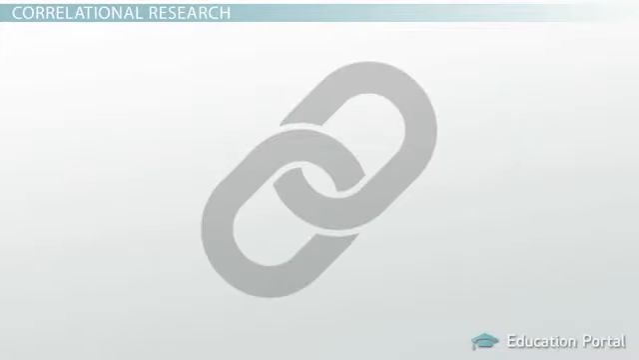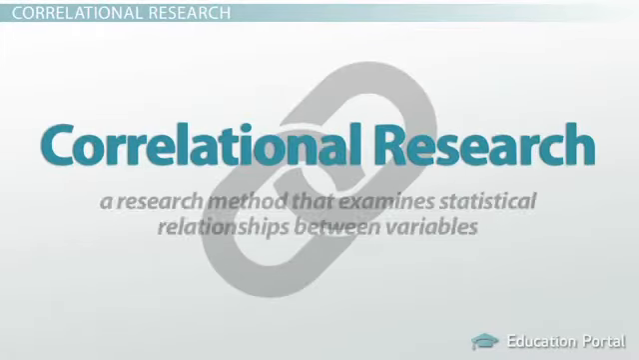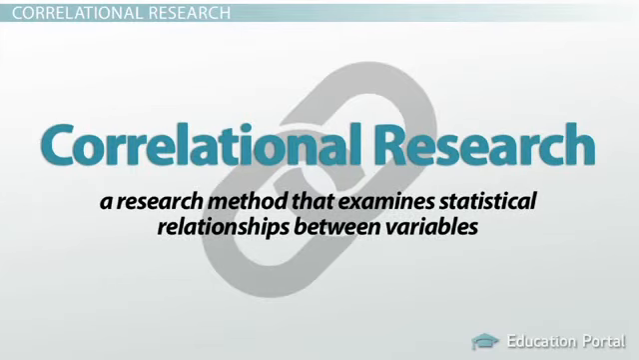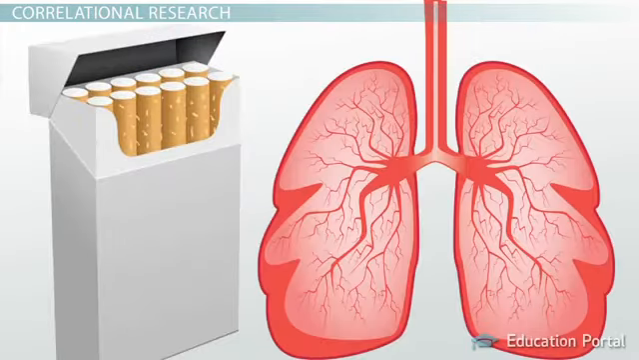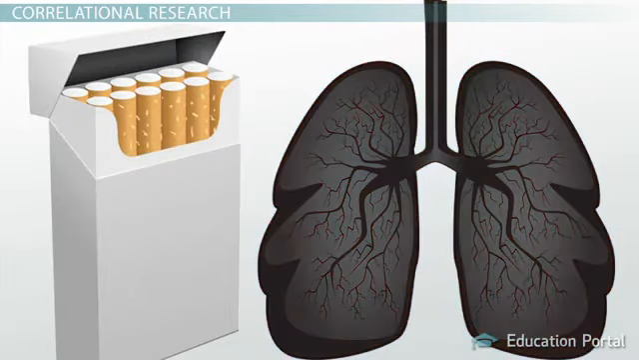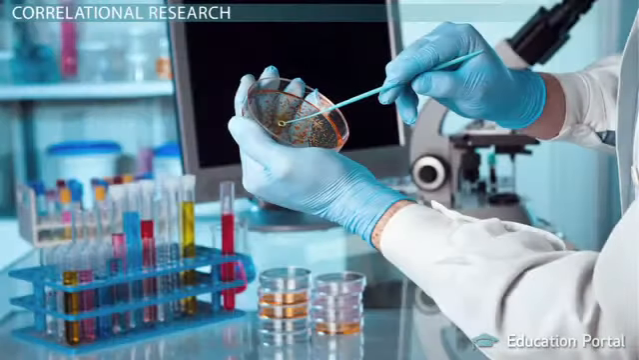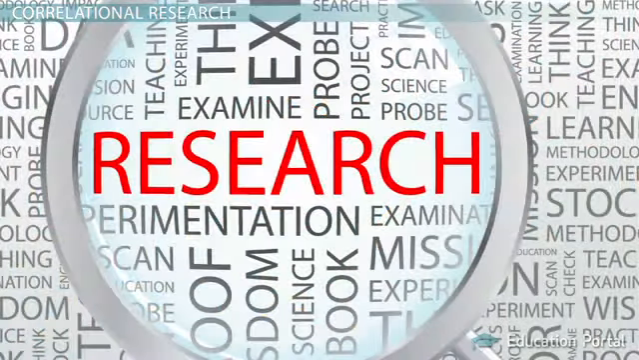Observational research is a type of correlational research, a research method that examines statistical relationships between variables. A famous example of correlational research is smoking and lung disease. Lots of data on these variables is collected, and it is then analyzed to figure out if there is any covariation between the two. However, you shouldn't immediately think of this as a cause and effect type of research just because of what I said.